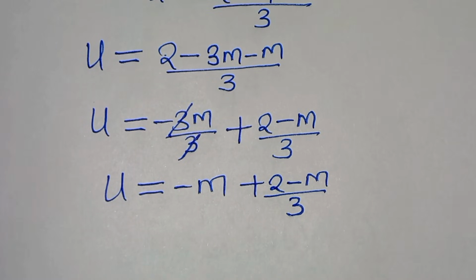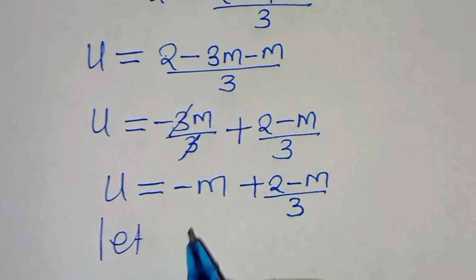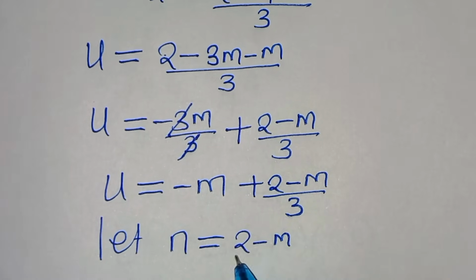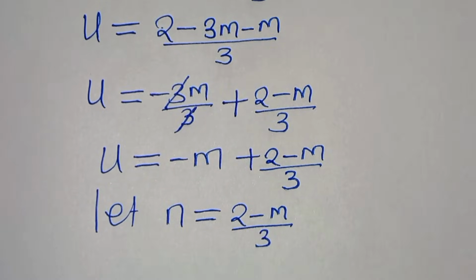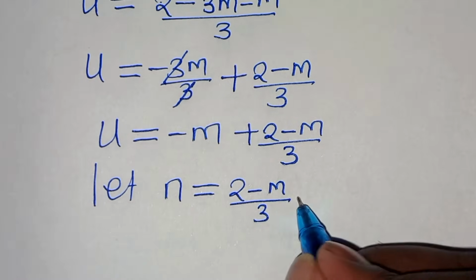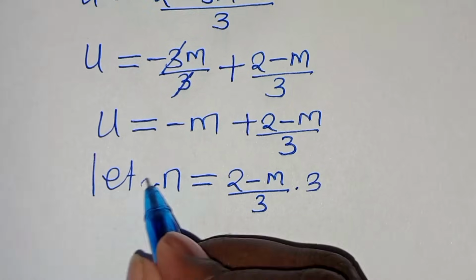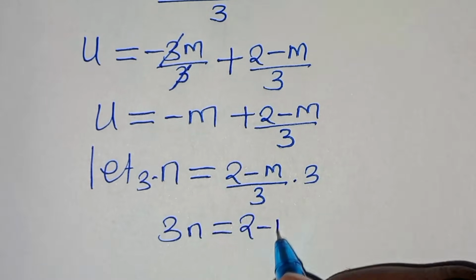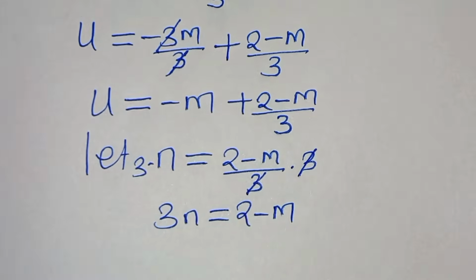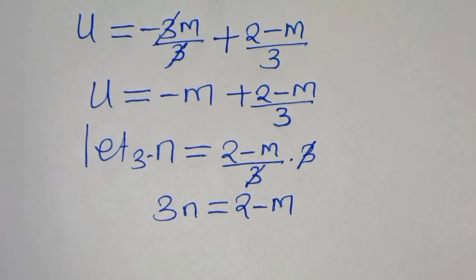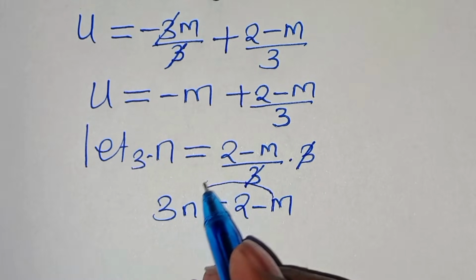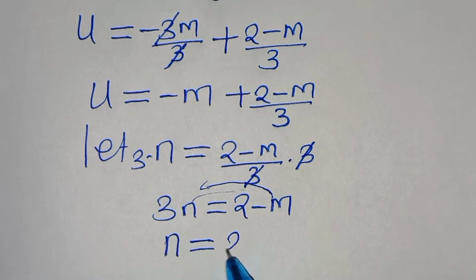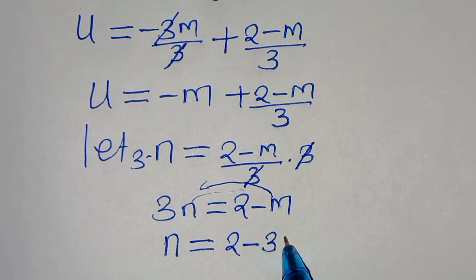Now, the next step from here, we can let n be equal to 2 minus m divided by 3. So let's multiply both sides by 3, so that now we have 3n is equal to 2 subtract m. So let's simplify 3 and 3 here.